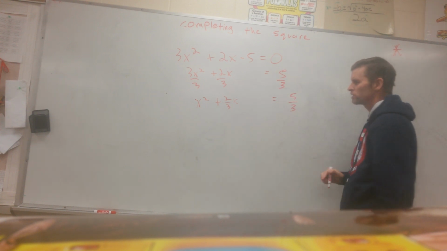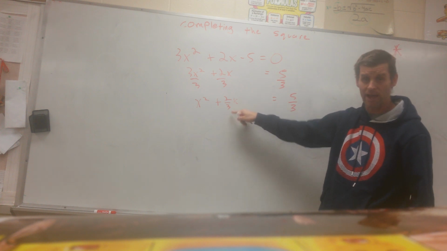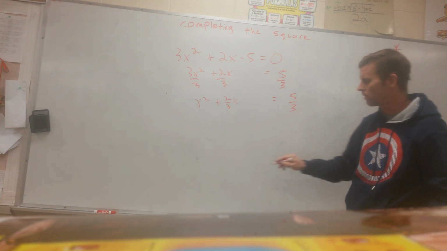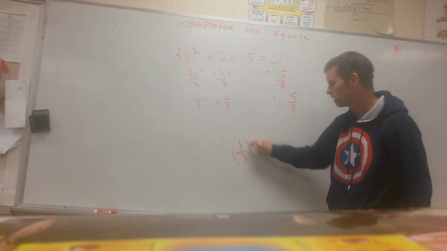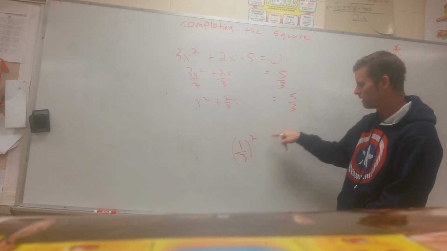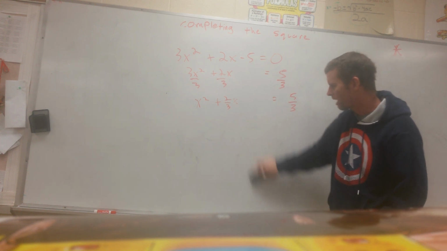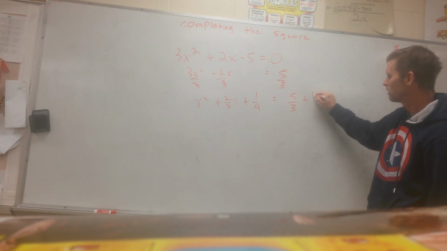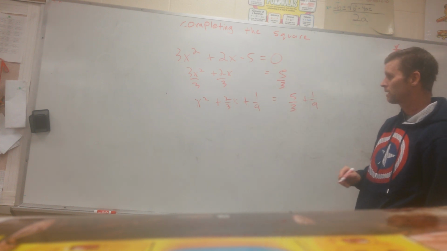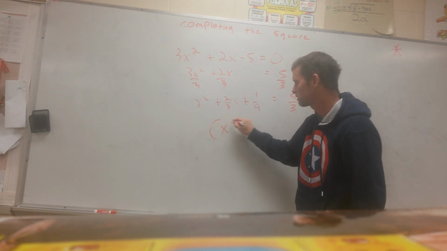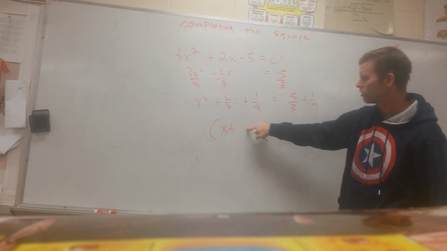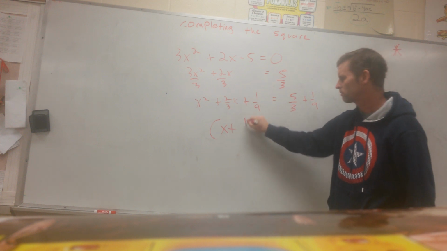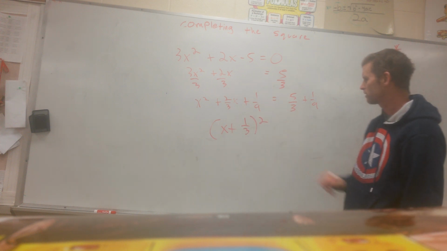Now my wish for space is the same. I take half of that. What's half of 2/3? 1/3. And then what's 1/3 squared? 1/9. So I'm going to add 1/9 there, and I'm going to add 1/9 there. And I'm going to get x plus, now remember, this term is always the square root of that. So x plus 1/3 squared.